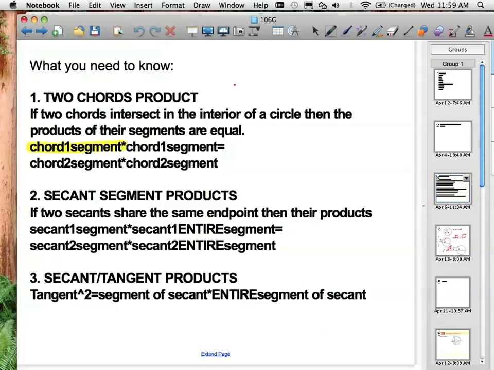Okay? The chord of one segment times the chord of another segment equals the chord of the second segment times the chord of the other segment. I'll show you a picture of this because obviously just saying it is very confusing. But the goal here is 2 chords. Chords are always where in terms of the circle? Inside. Okay? So if you want to leave like a little room underneath or something like that, that's probably a good place to start.